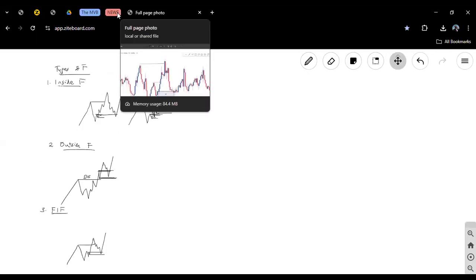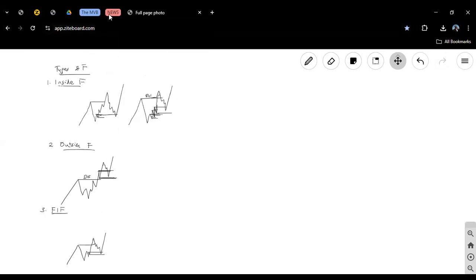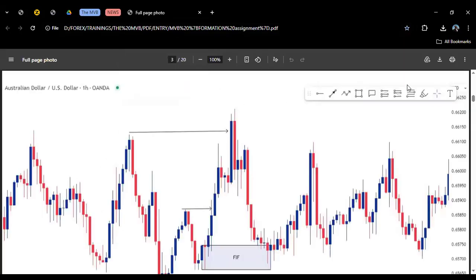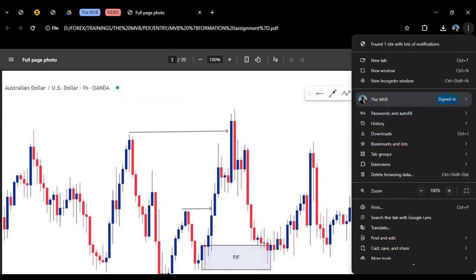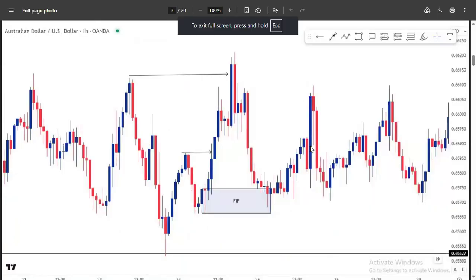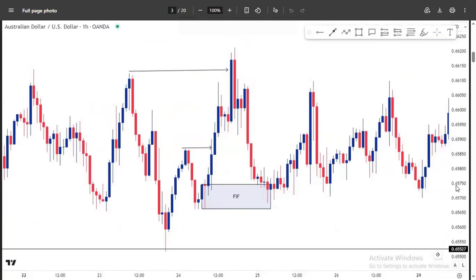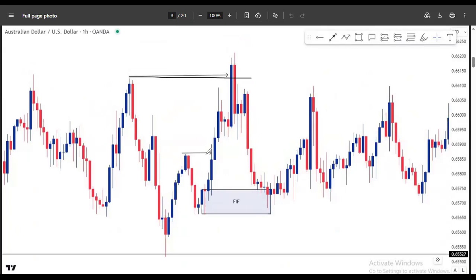So I'll show you first from the PDF, and then we go to the chart to see some entry or two, which I took this week, and we'll see what happens from there. Now, you can see this is the example of what we are talking about, the formation. We had a major breakout up there, and then we have some inside formation. That was an inside formation, and this one also was an inside formation, but this inside formation actually produced another inside formation in it. So it is an FIF.